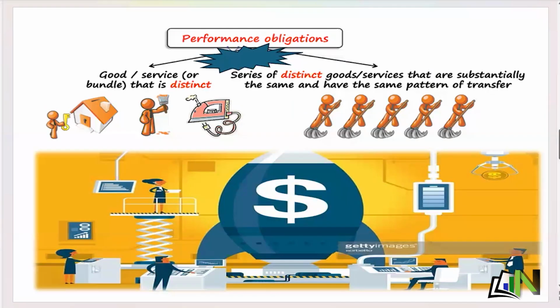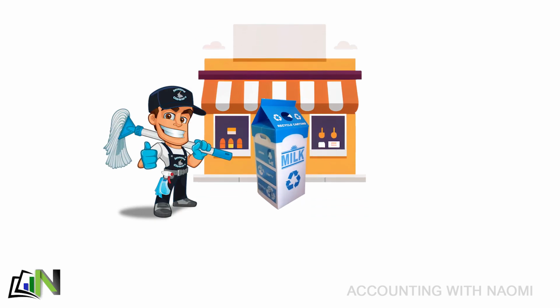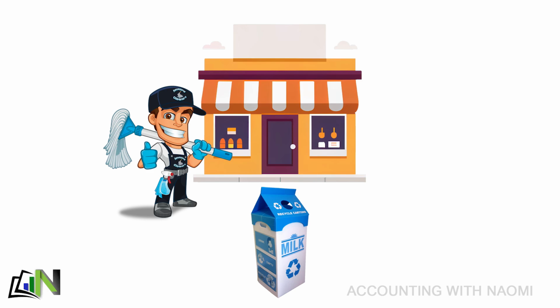Now when we say the product is distinct, we mean it can be sold on its own. So if it can be sold on its own, it's distinct. Otherwise, it can be sold with other products or other services. That's what we're saying. It's a series of distinct goods or services. So that is performance obligation. In other words, what exactly are you selling? Or what services exactly are you rendering? It can be one service or one product that you're selling, or it could be a bundle of products or services all together. So that's what performance obligation is.